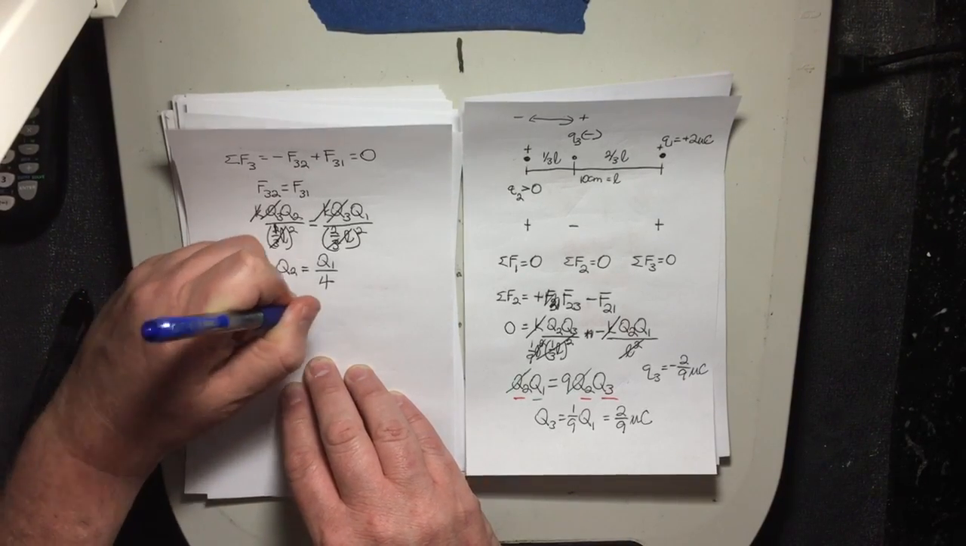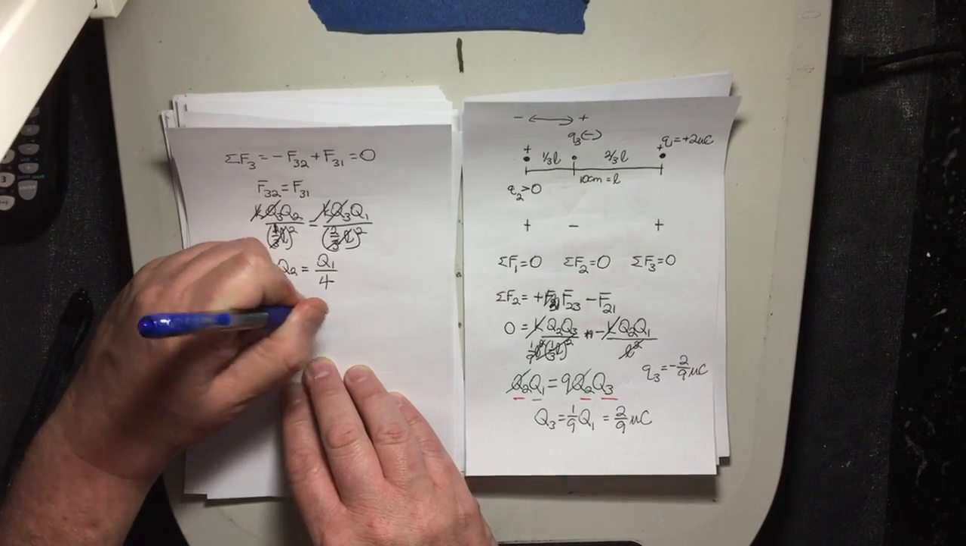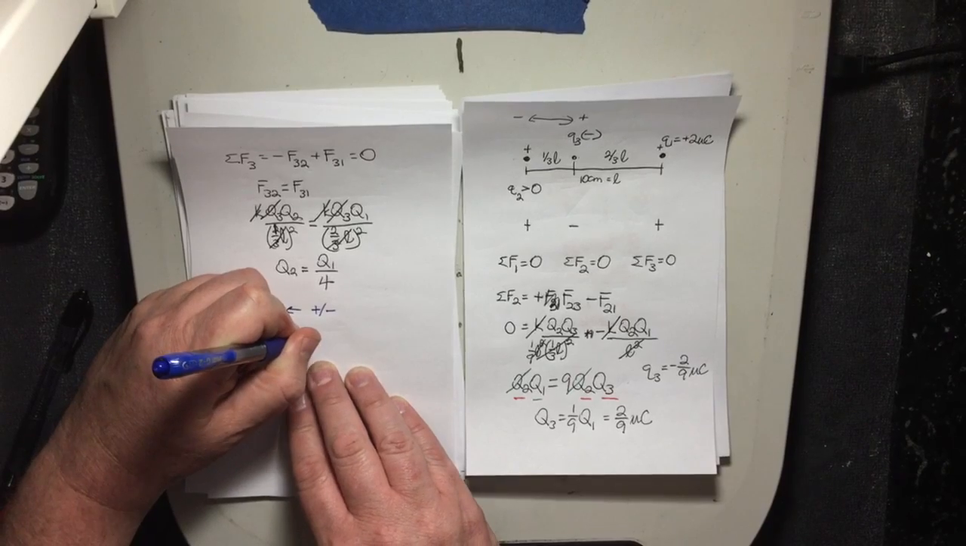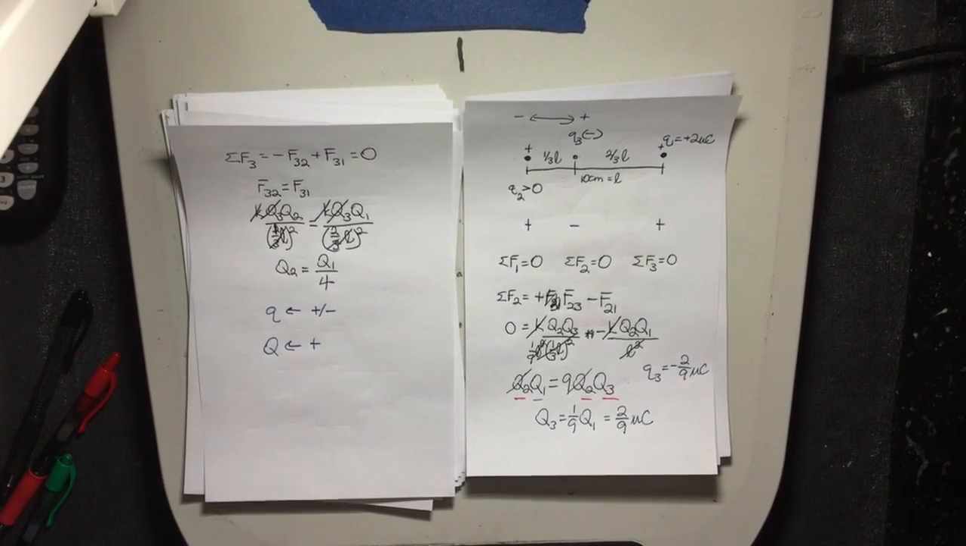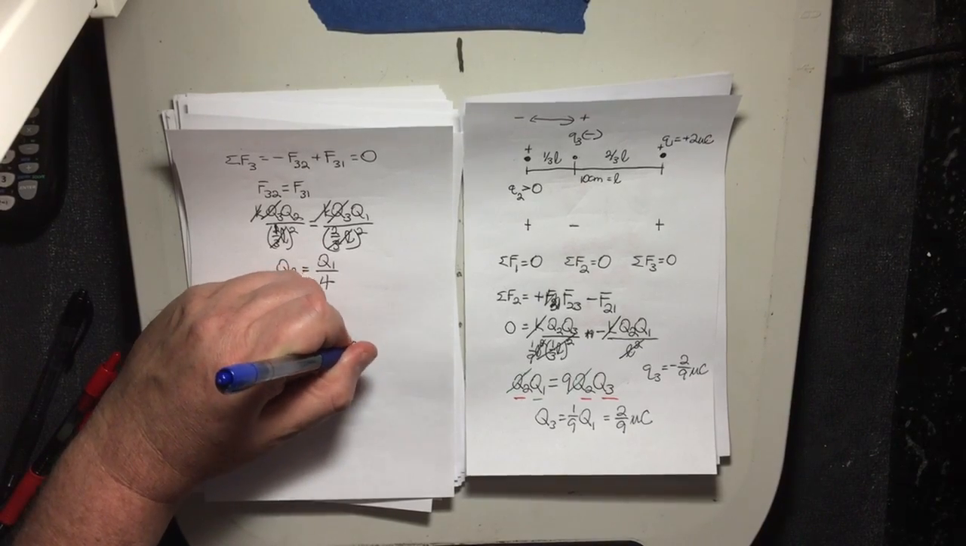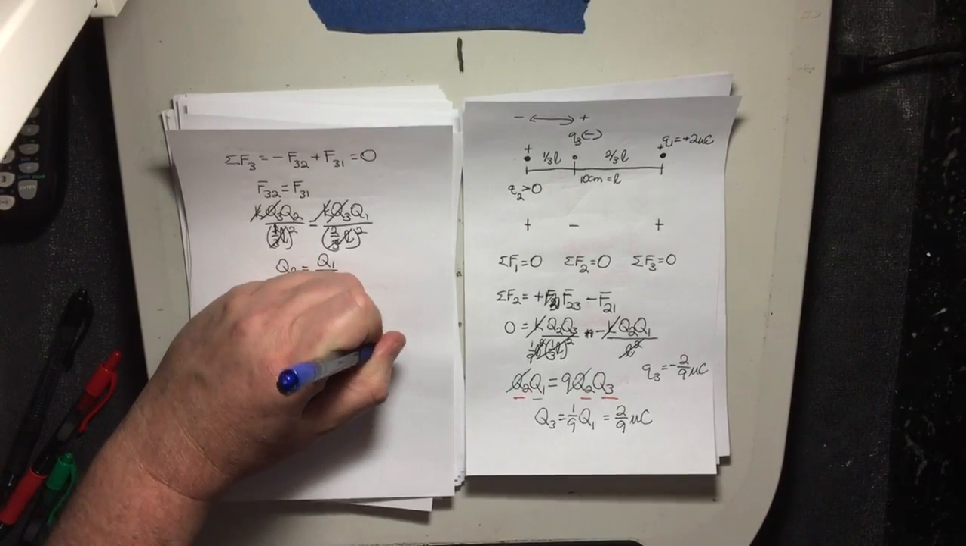If I use little q, it could be positive or it could be negative. Big Q is always positive. And for Q1, you can just say magnitude of charge.